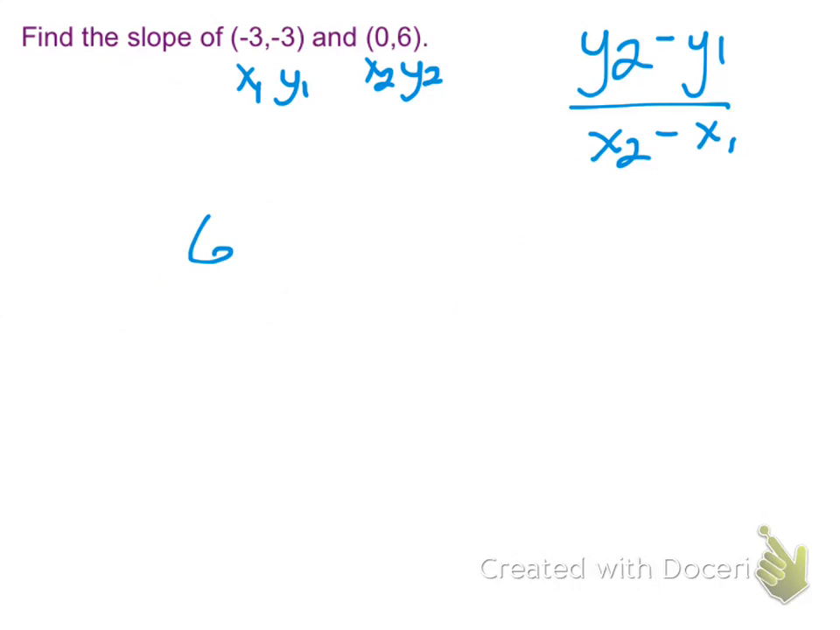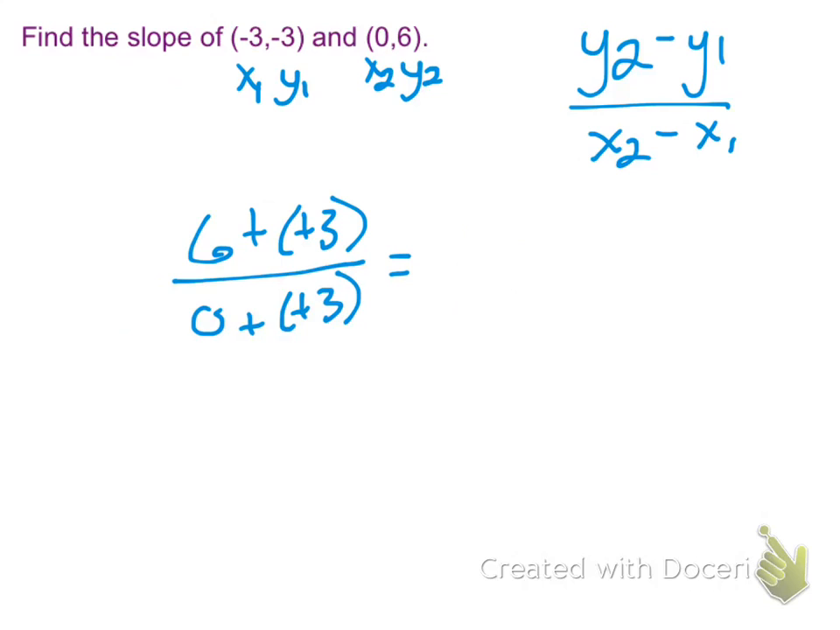So if I just take 6 minus -3, and then I'm going to take 0 minus -3, again I have to change the subtraction to addition. That's going to give me 6 plus 3, which is 9, over 0 plus 3, which is 3. 9 divided by 3 can simplify down farther. 9 divided by 3 is going to give me a positive slope of 3.